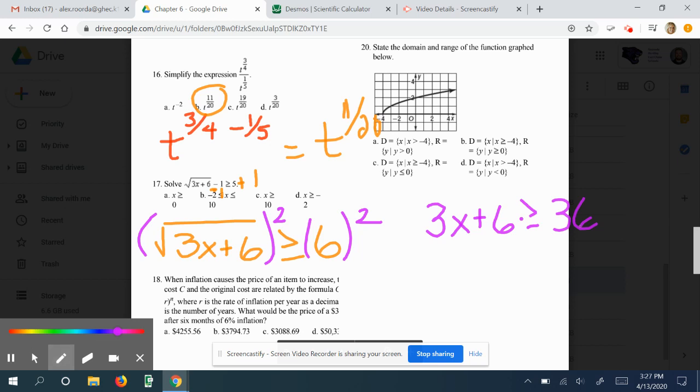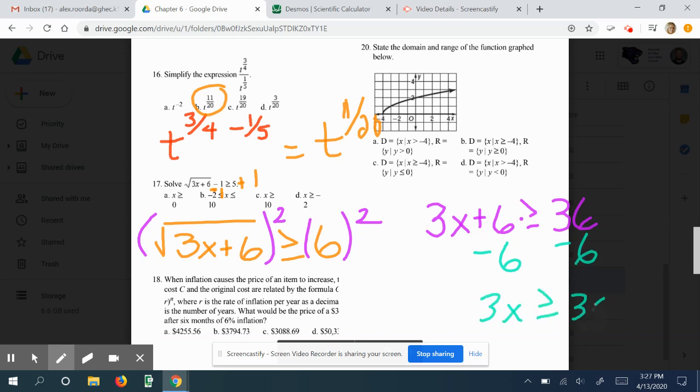And then now, easy, this should be like what we did the first chapter. We subtract 6 from both sides. We get 3x is greater than or equal to 30, which means x is greater than or equal to 10. Now, you'll notice that is C, right?